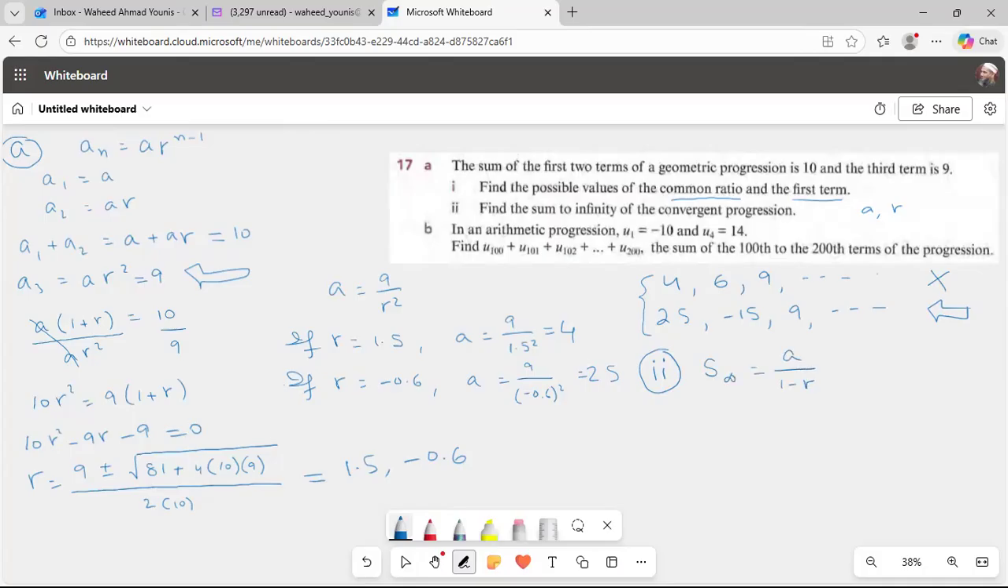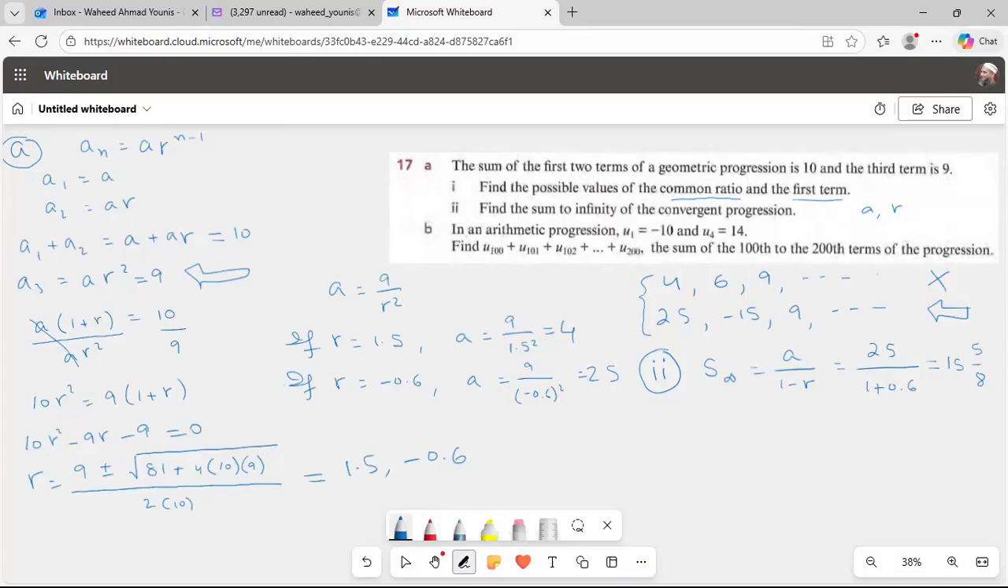Remember? Okay, so a for this one is 25 over 1 minus, and r in this case was minus 0.6. So it will be plus 0.6. Okay, and when you calculate this number, 25 over 1.6, it's going to be 15 and 5 over 8.